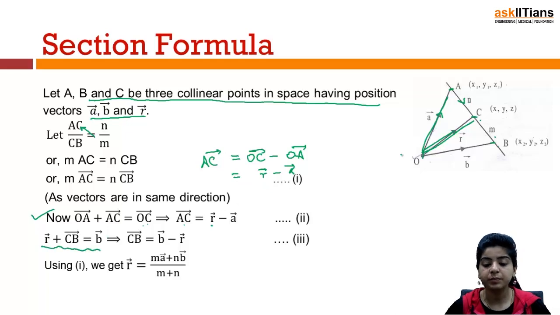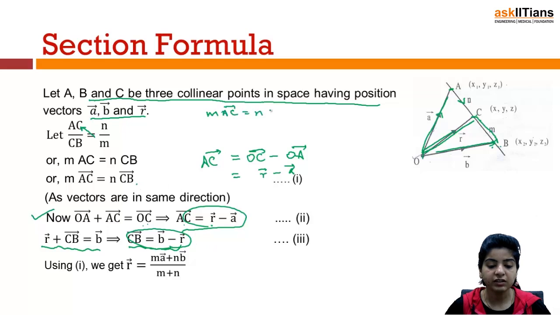Similarly, r plus CB is b vector. Again, this vector plus this vector, the resultant would be this vector. So we have r plus CB vector is b vector. Therefore, CB becomes vector b minus vector r. So we have AC is vector r minus vector a and CB is vector b minus vector r. Now using this equation, M into AC is N into CB.